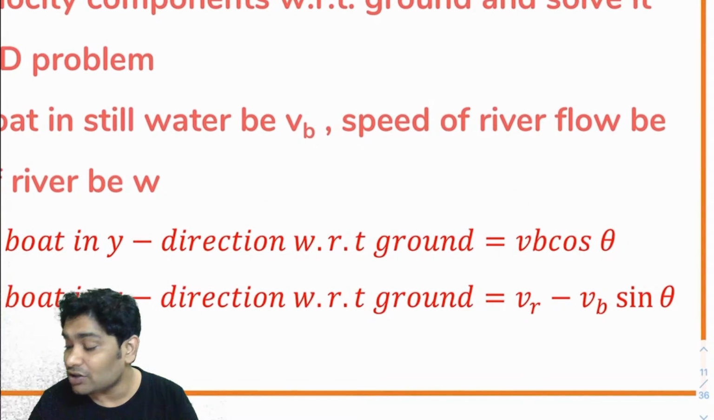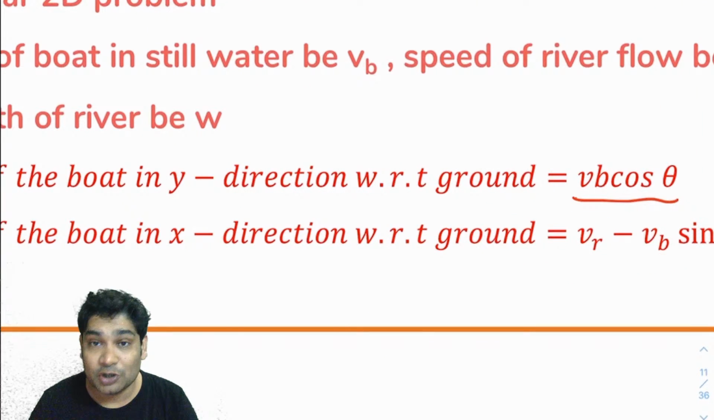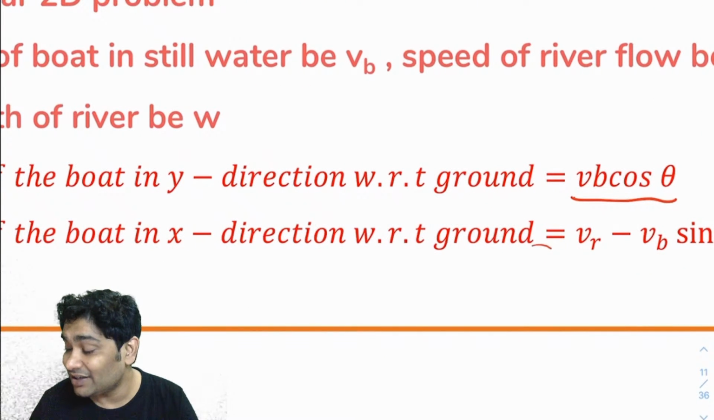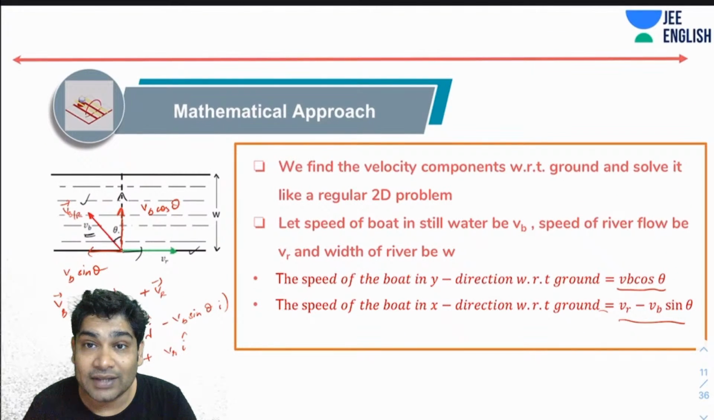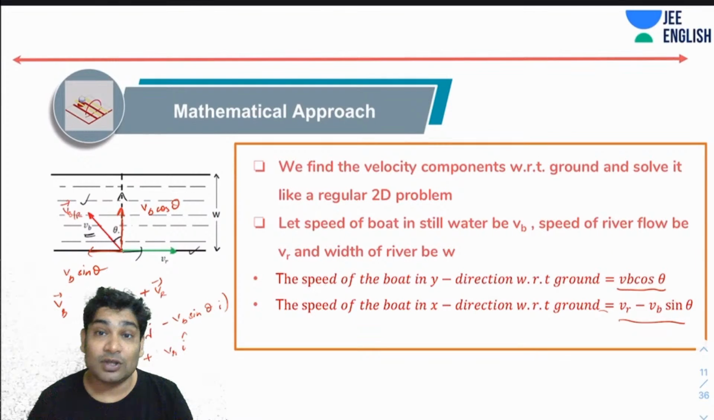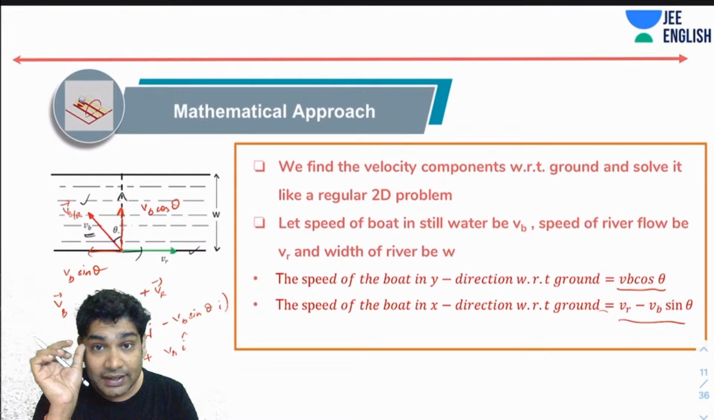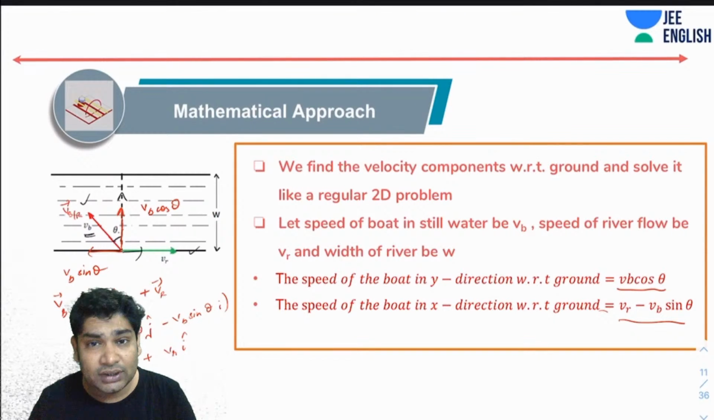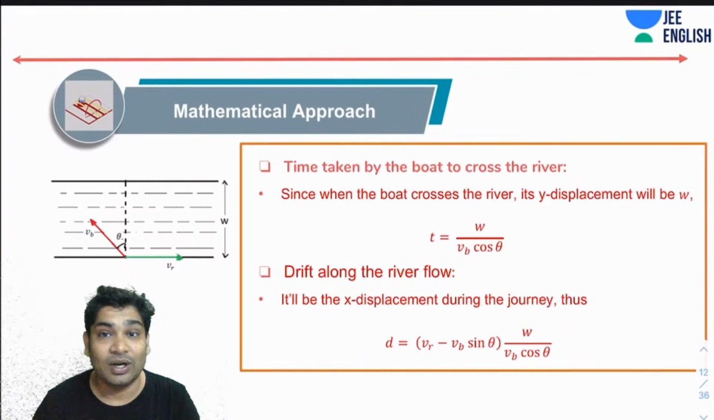I am getting that the velocity of the boat in the y direction is VB cos theta, and the velocity of the boat in the x direction is VR minus VB cos theta. All right, I hope you guys can see that. Once I have these velocities, there is nothing much left. Now I will solve the problem by analyzing the motions in the y and the x directions. Both the motions are constant velocity motions, so it should not be very difficult to understand.